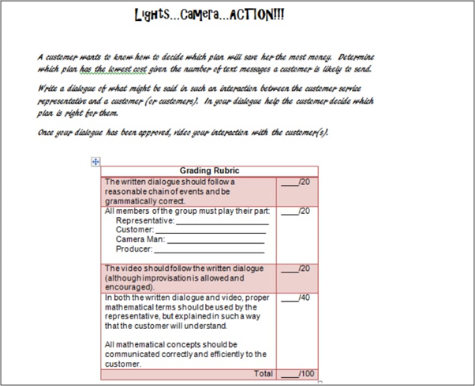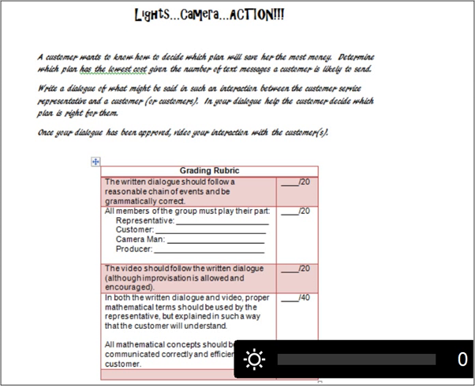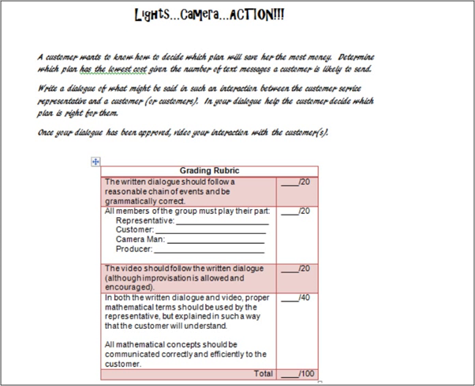In both the written dialogue and the video, proper mathematical terms should be used by the representative, but explained in such a way that the customer will understand what they're talking about. Again, the CSR is a professional person. They're going to use professional terms, but if it looks like the customer's not quite catching on, they're going to kind of put it into different words that the customer maybe will understand. All mathematical concepts should be communicated correctly and efficiently to the customer. You need to actually answer their question and give them the best deal.